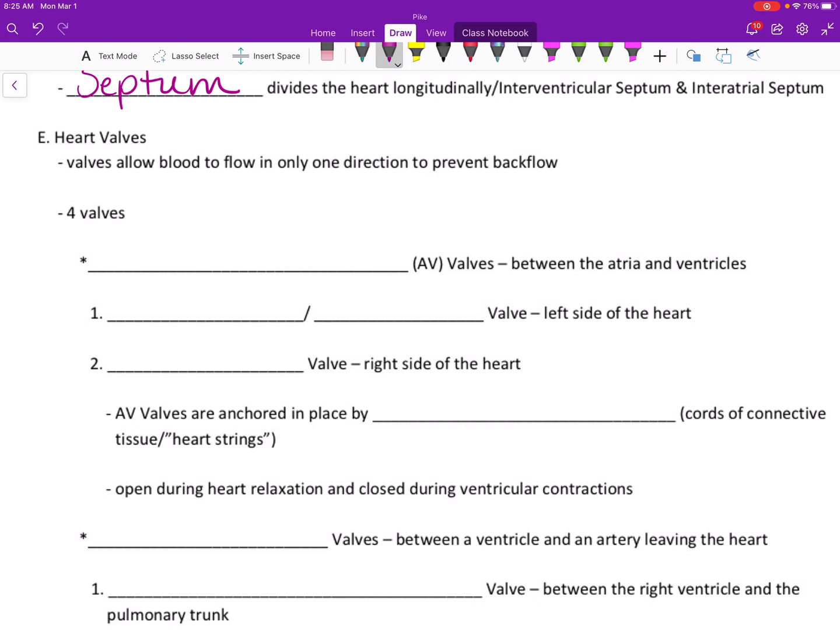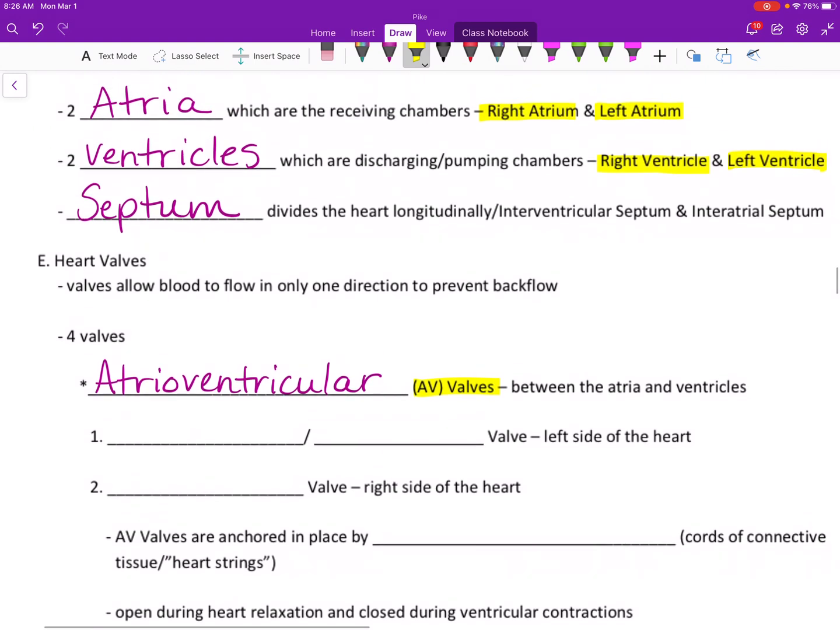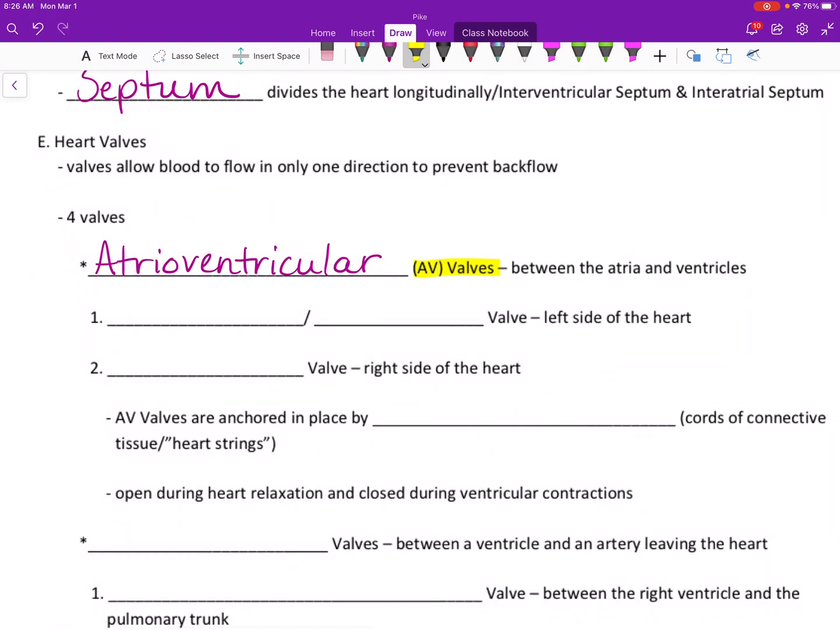The valves that we find in the heart, there's 2 different sections of valves that we are going to talk about. And the first are called the atrioventricular valves, because they are in between the atria and the ventricles. So they're called atrioventricular valves, or you're going to see it as AV valves. Okay? And there's 2 AV valves because there's one on the right side of the heart between the right ventricle and right atrium, and the one on the left side between the left atrium and left ventricle.